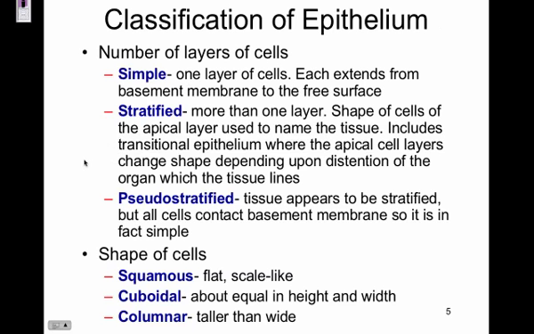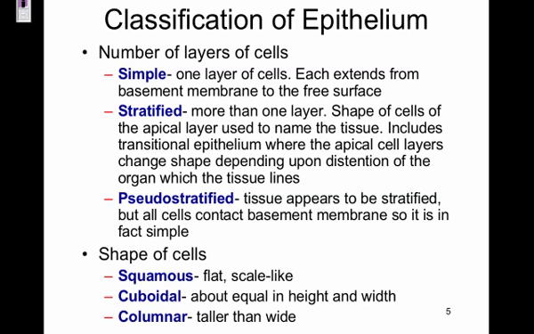So how we classify the epithelium is based on the number of layers of cells and the shape of the cells. So we combine these two together to get the names of the epithelium. If we have a simple epithelium, that means we have just one layer of cells. They extend from the basement membrane to the free surface. So the one cell is in contact with the basement membrane and is exposed at the free surface.